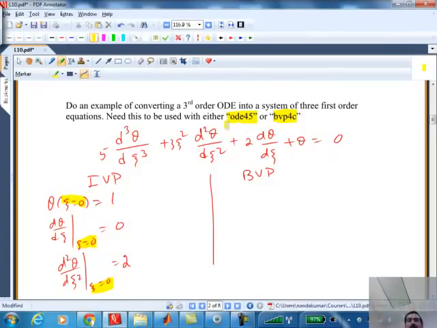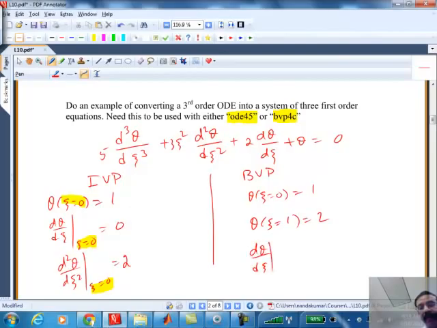Okay? But in a boundary value problem, the way these will be given would be something like theta at psi equal to 0 is 1, theta at psi equal to 1 is 2, and maybe d theta d psi at psi equal to 1 is 5, something like this. Remember, it's a third order equation, you can only take three conditions. But in this case, the conditions are given at psi equal to 0, psi equal to 1, and the third condition is also given at psi equal to 1. The third condition could be given at psi equal to 0.